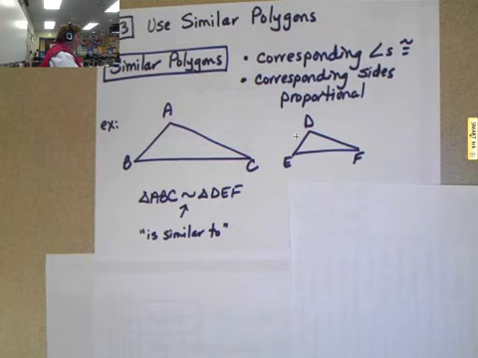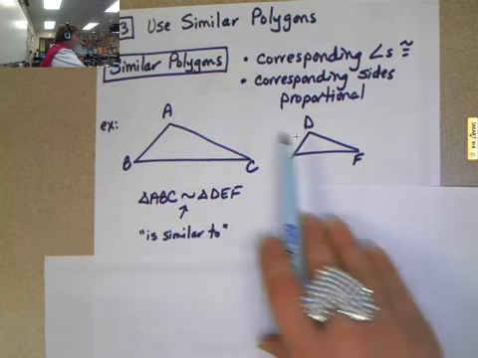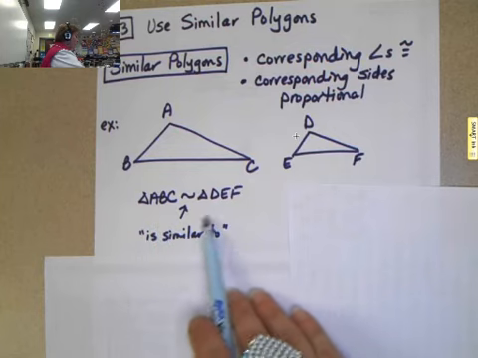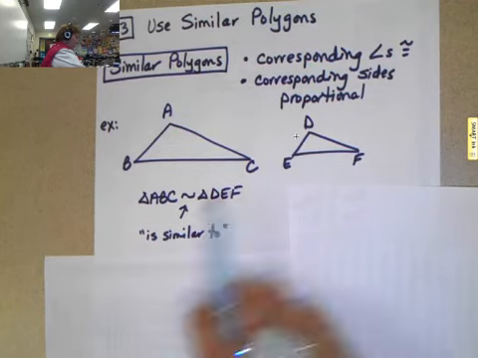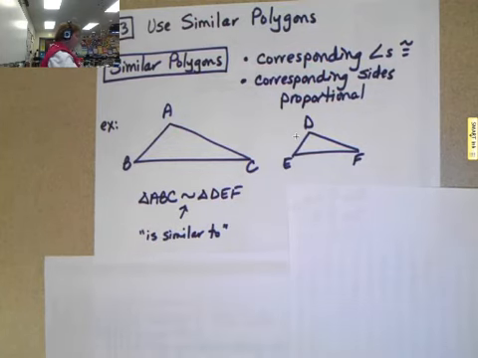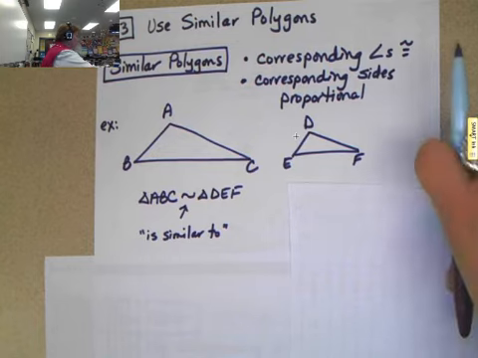Now when you're writing these, just like you want to be careful with congruent triangles, in that A corresponds with D, so they had better be in the same spot. B corresponds with E, and they had better be in the same spot. So just like congruent triangles or any polygons, the corresponding vertices have to be in the same position.